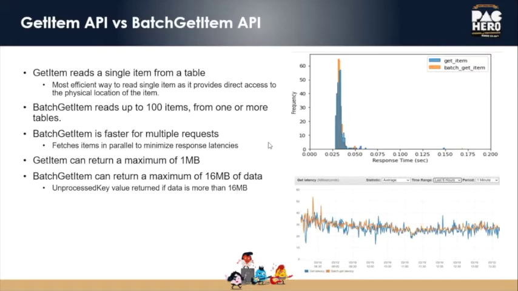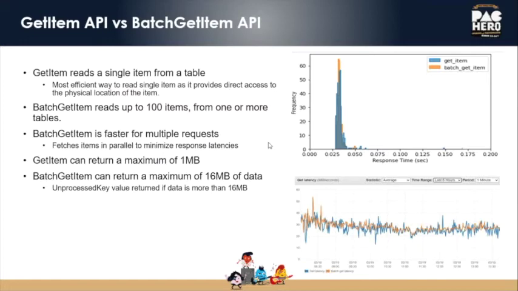You probably want to use BatchGetItem because, one, it is faster, because it fetches the items in parallel, which minimizes your response latency compared to GetItem. If I had to get 10 items using GetItem, I had to make 10 different calls, which means making the connection, getting a response, then making another connection, getting a response, whereas BatchGetItem reduces that. It fetches in parallel, and you get the response.